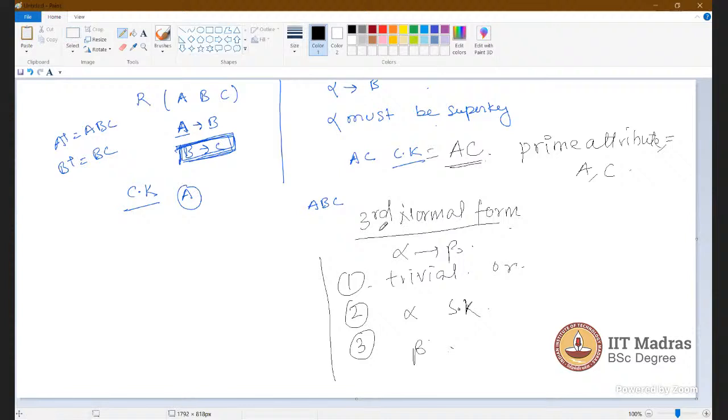So these are the conditions of the third normal form. Here you can check alpha is a prime attribute, which means alpha is a super key. Oh, okay, correct it. A to C. Now you can check. Is it fine?